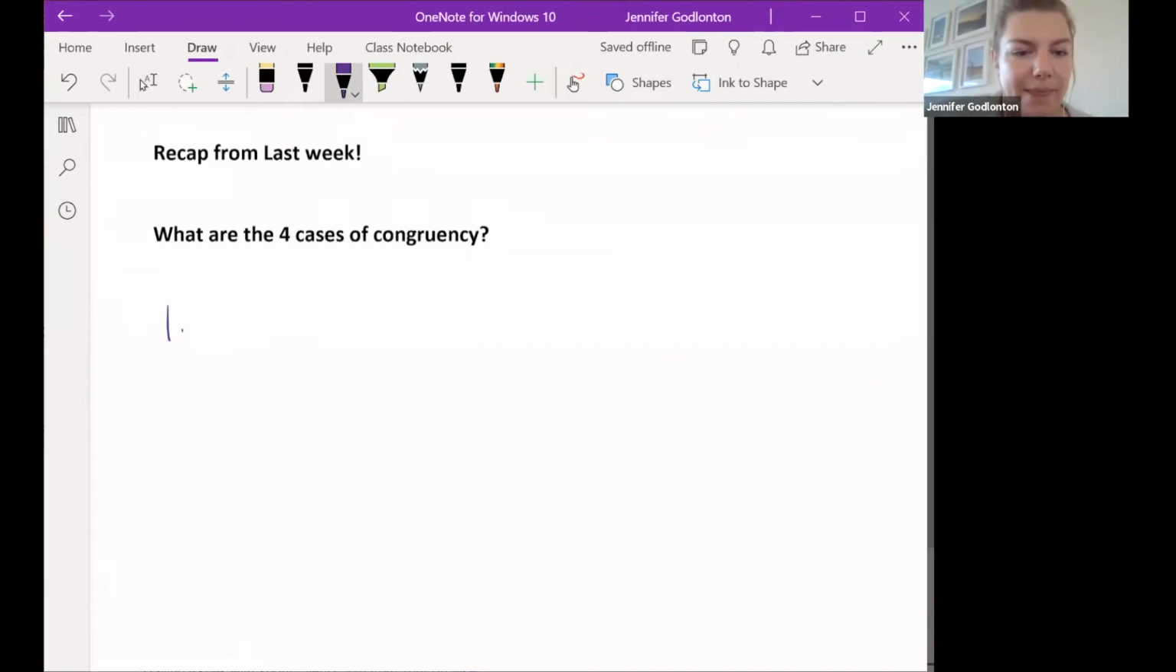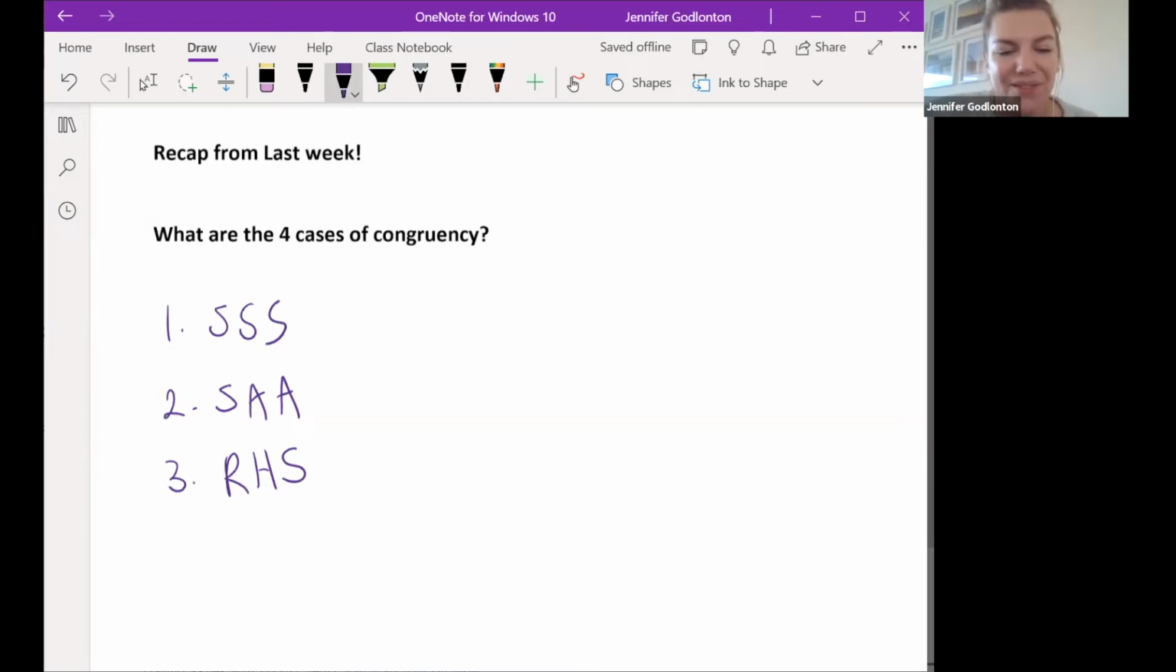Okay, side, side, side. Side, angle, angle. Right angle, hypotenuse, side. And then I forgot the last one. I mean, side, angle, side. There we go.